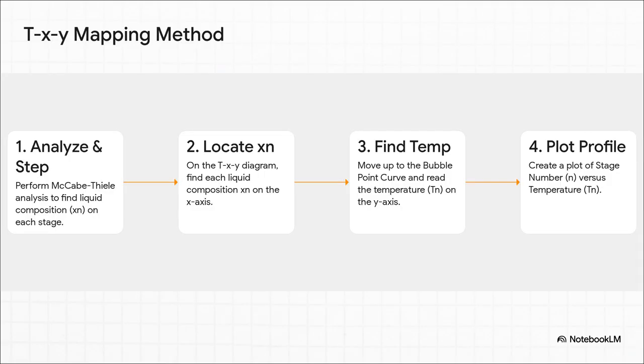So how do we actually do it? Well, it's a pretty straightforward step-by-step process. First, you do your normal McCabe Thiele analysis, stepping off the stages. This gives you the liquid composition on every single theoretical tray. Then, you just take each of those compositions, find it on your TXY diagram, go up to the bubble point curve, and read the temperature right off the axis. You do that for every stage, and bam, you've got your temperature profile.